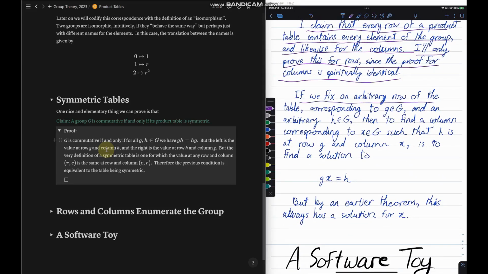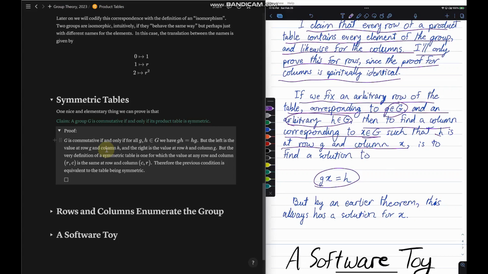If we fix an arbitrary row of the table corresponding to little g in big G, and an arbitrary element little h in big G, then what we are trying to find is a column of the table corresponding to an element x in G, such that h is at row g, column x. And to find such an element is to find a solution to gx equals h, because that's just the equation that defines what you're going to find at row g and column x.